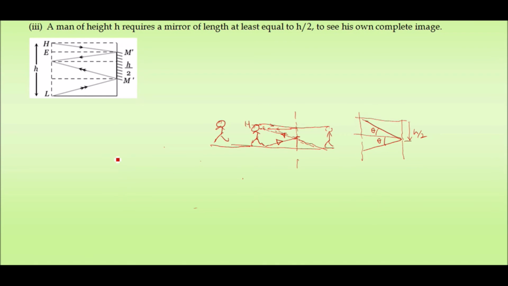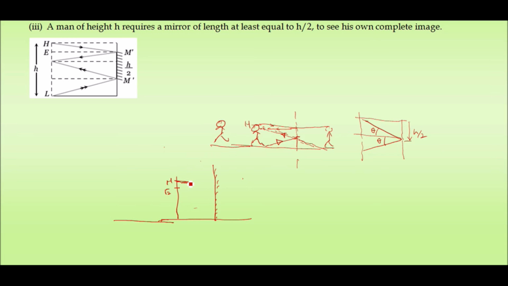Now consider the case when the man is standing at a different location. So we first draw the figure. Suppose this is the height of the man. This is basically the mirror, and the man is standing near the mirror. So this is our head, this is our eye.